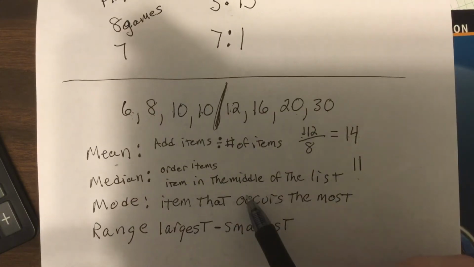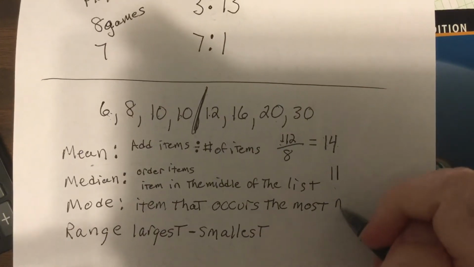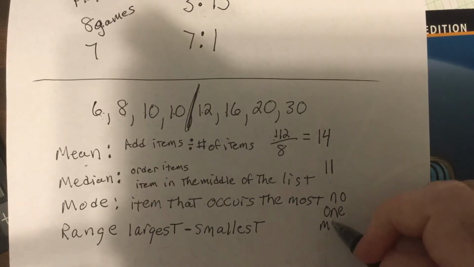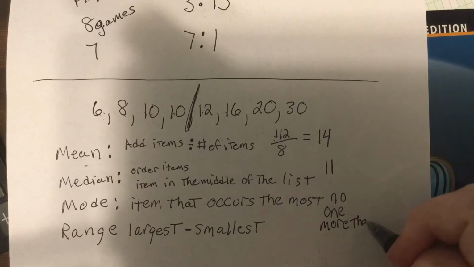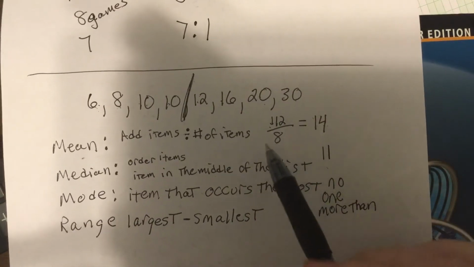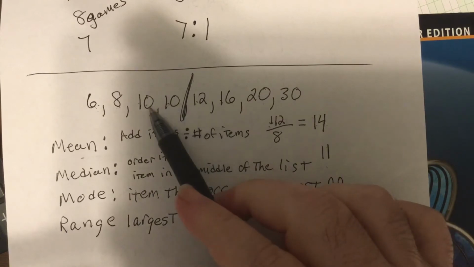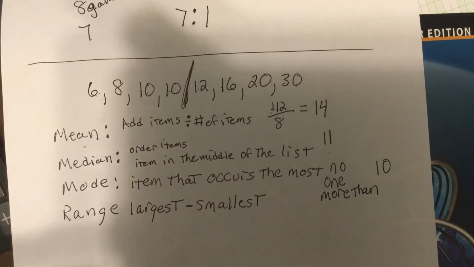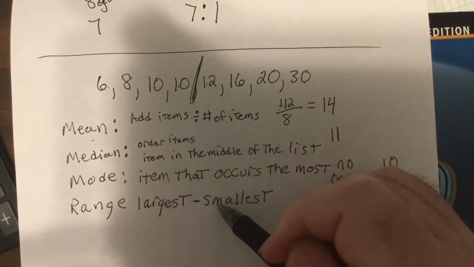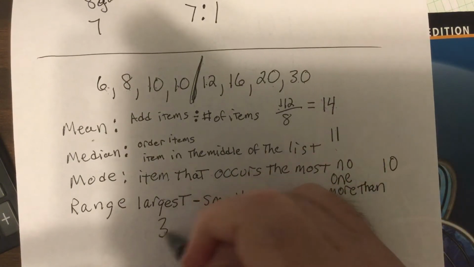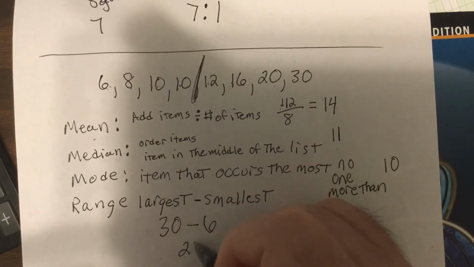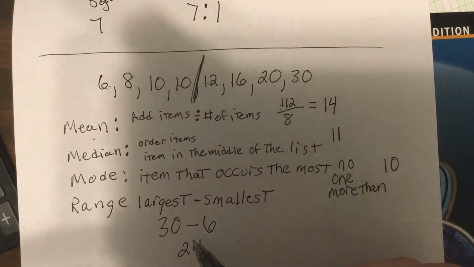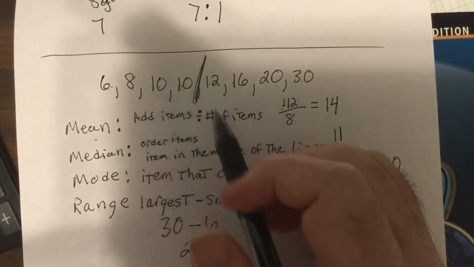Now, mode is just the one that occurs the most. You could have no mode if they all occur the same amount, one mode, or more than one if you have some that occur the same amount of times. So for this problem, the mode would be 10 because it occurs twice and none of the others occur twice. Then the largest minus the smallest would be 30 minus 6, which is 24. What that tells you is how spread out the numbers are. If the range is very tiny, that means all the numbers are clumped together.